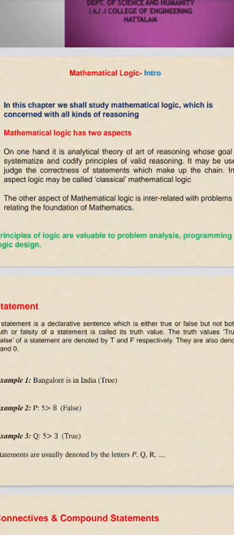In this chapter, we shall study mathematical logic, which is concerned with all kinds of reasoning. Mathematical logic has two aspects. On one hand, it is an analytical theory of the art of reasoning whose goal is to systematize and codify the principles of valid reasoning. It may be used to judge the correctness of statements which make up the chain. In this aspect, logic may be called classical mathematical logic. The other aspect of mathematical logic is interrelated with the problems relating to the foundation of mathematics.